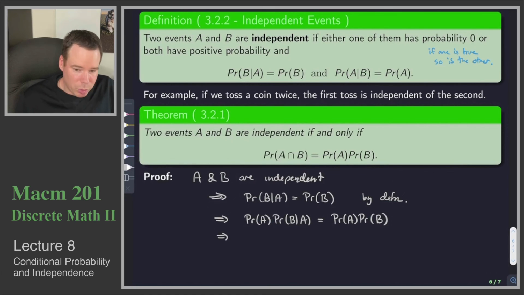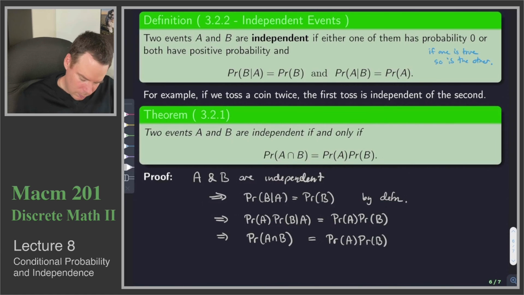And now I note that the probability of A times the probability of B given A, that is the probability of their intersection, A intersect B. And that's really just the definition of conditional probability. The probability of B given A is the probability of their intersection over the probability of A. So we just reworked it and rewrote it in this way. And that's the probability of A times the probability of B. And so we have proven that if they are independent, then the probability of the intersection is the product of the probabilities.